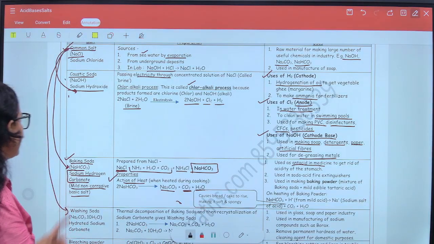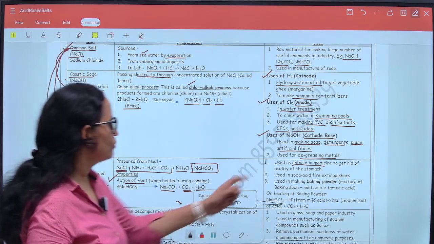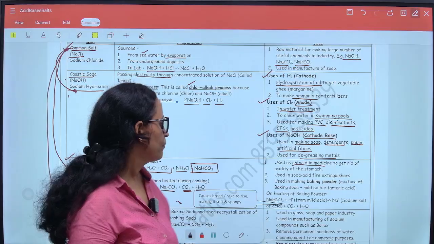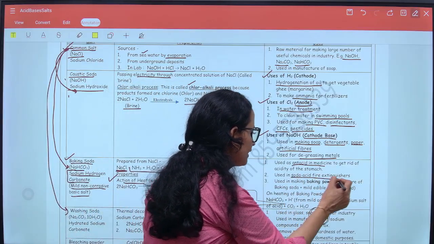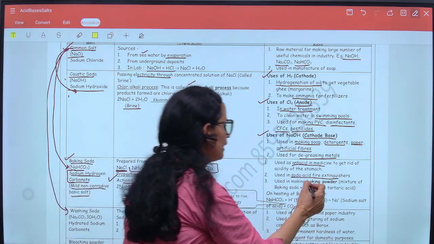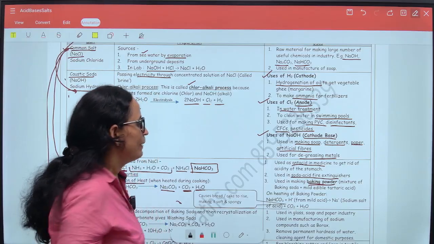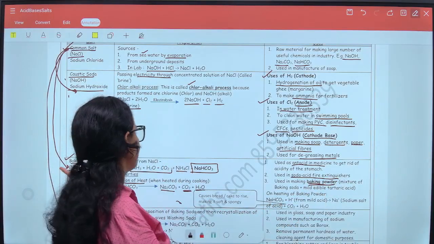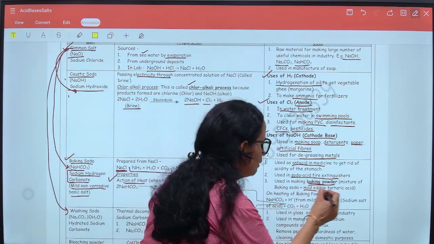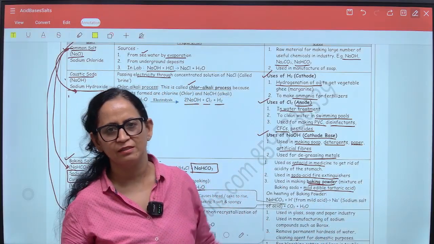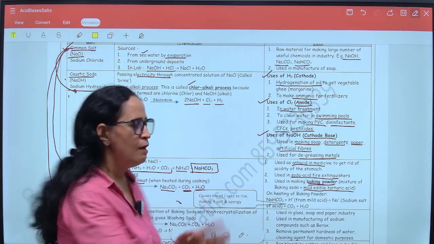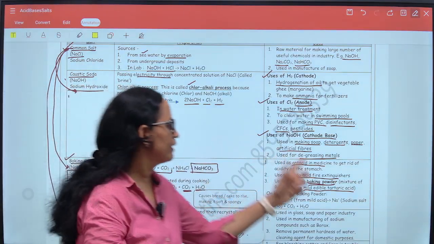Now this NaHCO3, baking soda, is used as an antacid in medicines. It is used in soda acid fire extinguishers. It is used in making baking powder. Now what is the difference between baking soda and baking powder? Baking powder is actually a mixture of baking soda with a mild edible acid, for example tartaric acid. It could be any mild acid plus baking soda gives you baking powder.